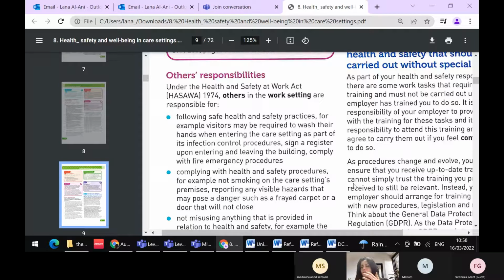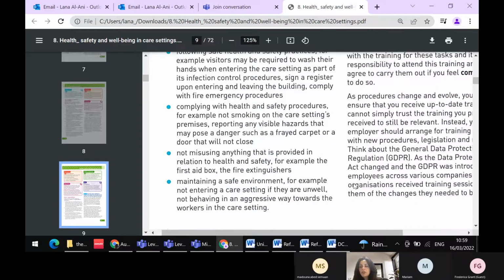We've spoken about your responsibility, about your manager's responsibility, and others. What's the others' responsibility under the Health and Safety at Work Act 1974 is to follow the health and safety practices, policies, and procedures. So if there is any visitor, they should sign the book before they enter the building, sign it when they leave the building. They need to wash their hands, sanitize. All this is very important because elderly people are very, very vulnerable.